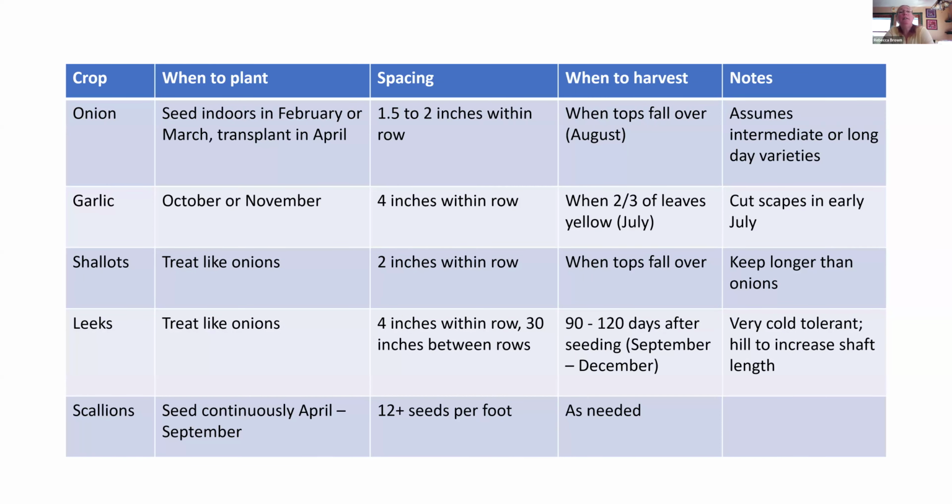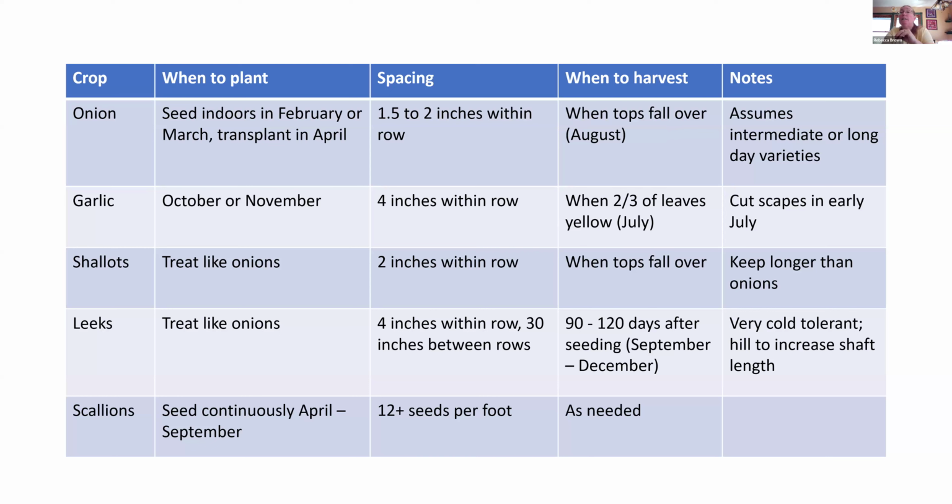All right, here's a chart that helps you know when to plant. So for onion, for your summer production, you want to seed indoors in February or March, transplant in April. You can even transplant earlier if you can get into the field. And you want to space 1.5 to 2 inches apart within the row. If you space them further apart, you will get jumbo onions. And most people don't want jumbo onions for the long day types. You want to harvest them when the tops fall over.